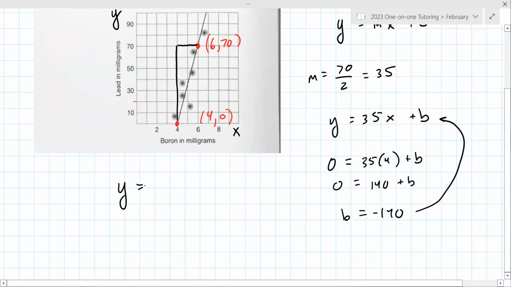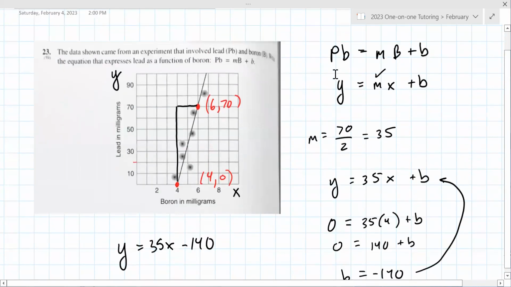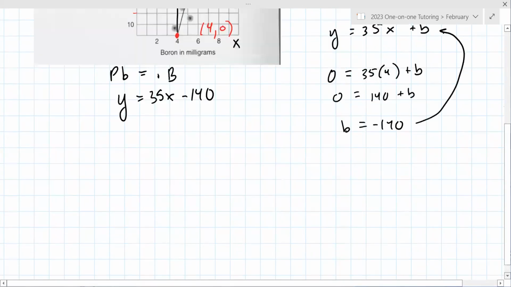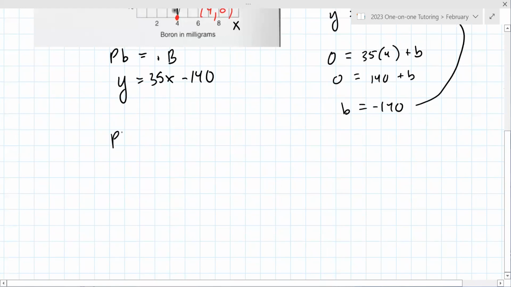So you're like, all right, I'm done. I got the right answer. Well, kind of, because you really want it to be in terms of the letters they use. So you map it back at the end to the letters that they use. So instead of y, you're going to use PB. Instead of x, you're going to use b, like that.